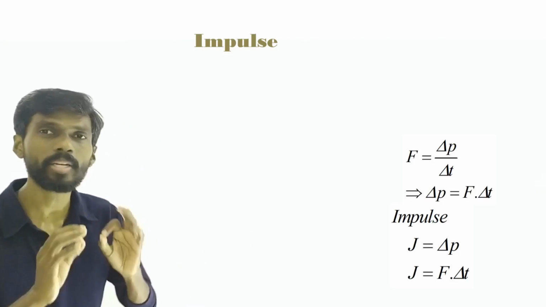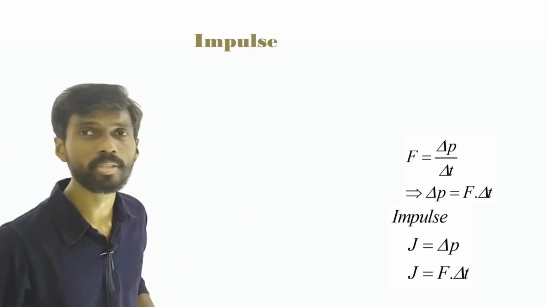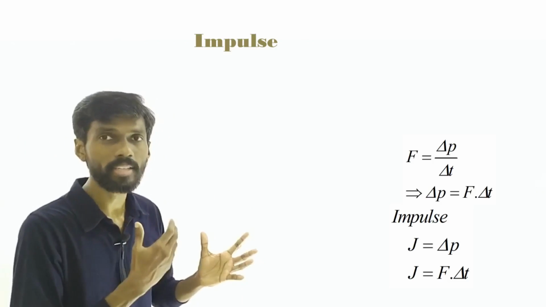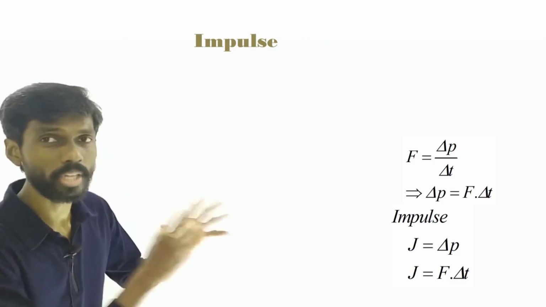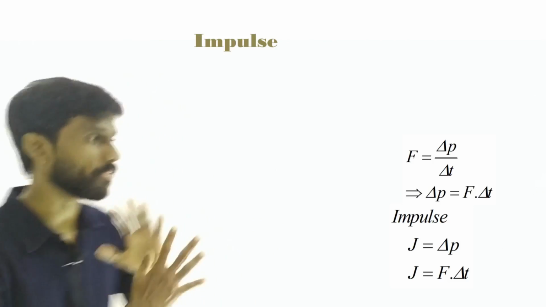So here, simply know this definition. What is impulse? The force multiplied by the time duration. And that is also equal to the change in momentum, right? In that interval. The change in momentum or the force multiplied by the time duration, that is called by the name impulse, okay? That's it.